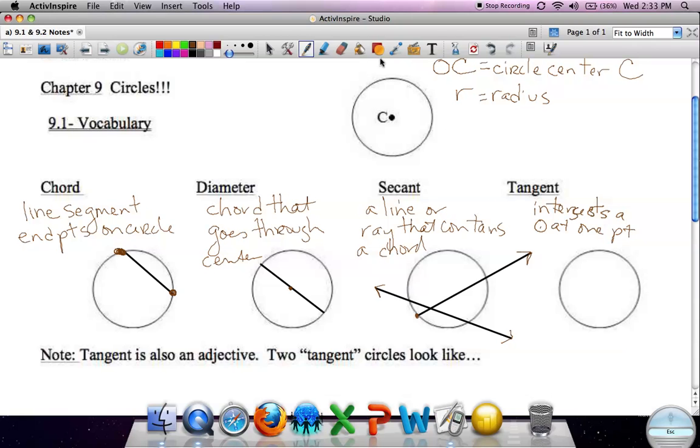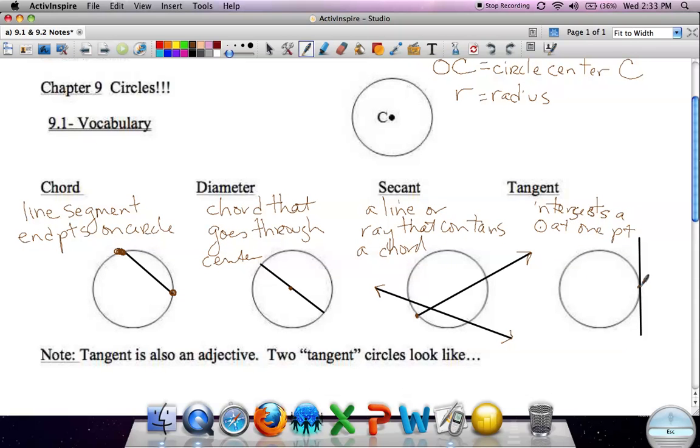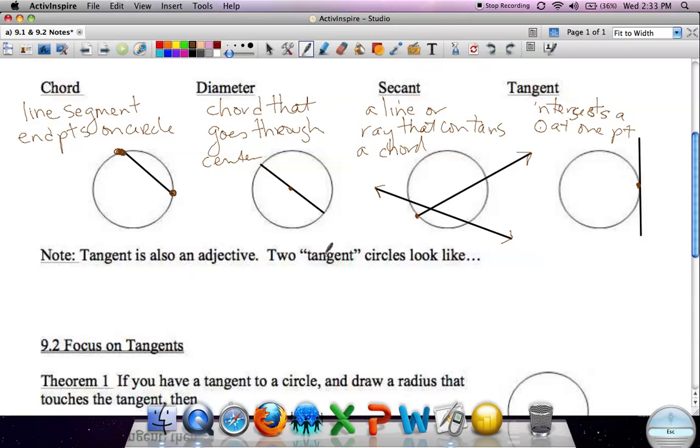Okay, so if we can draw a line, it would just touch at one point like that, and there would be only one place it would touch. And so this would be an example of a tangent. It doesn't have to be exactly vertical though. Okay? Note, tangent is also an adjective. So tangent can be used as an adjective.